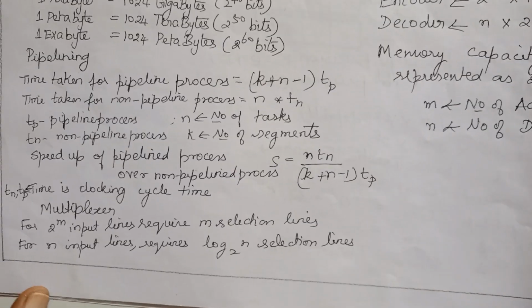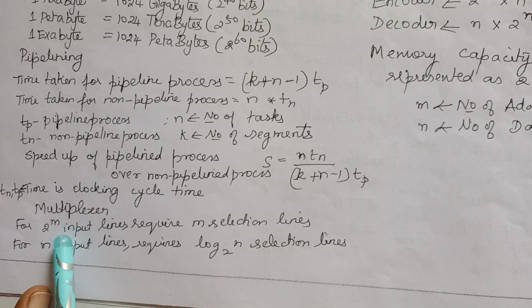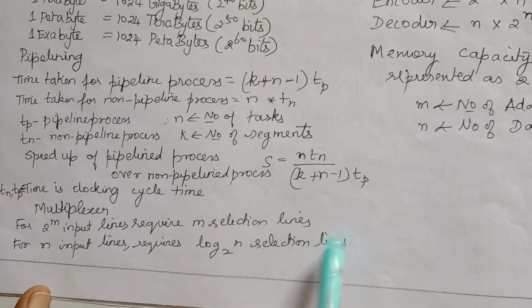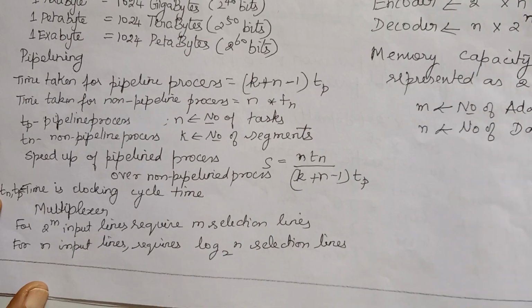So in a multiplexer, what will be the input lines and selection lines? For 2 to the power m input lines, there will be m selection lines. For any n input lines, it requires log 2 n selection lines.